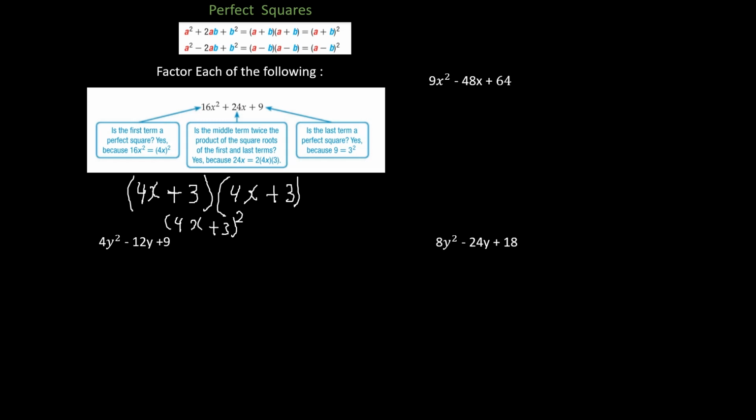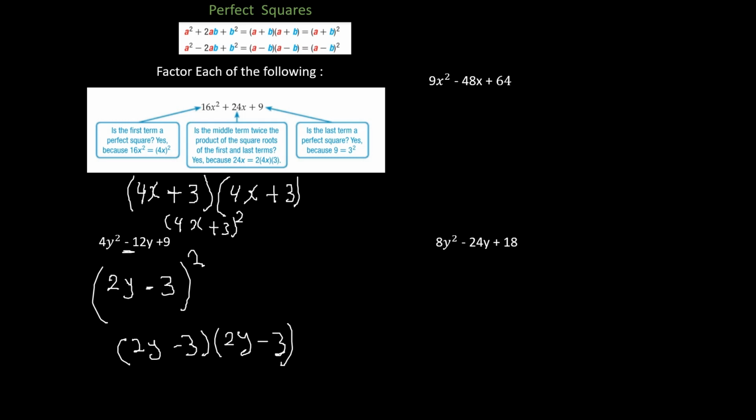Number 2, 4y to the power of 2 minus 12y plus 9. So the square root of 4y squared is 2y. And then the square root of the other is 3. Then we take minus, because the middle term is minus. So it's going to be 2y minus 3 to the power of 2, or 2y minus 3 times 2y minus 3.